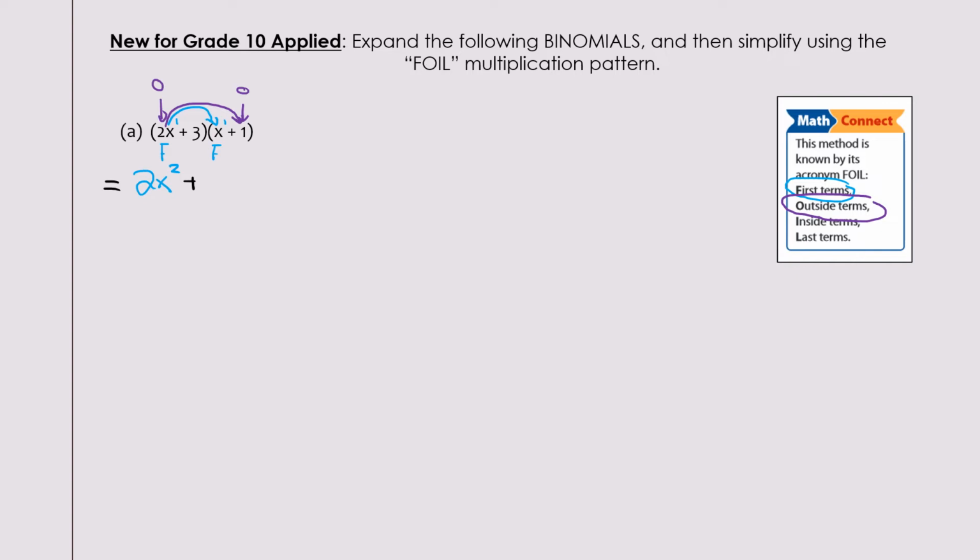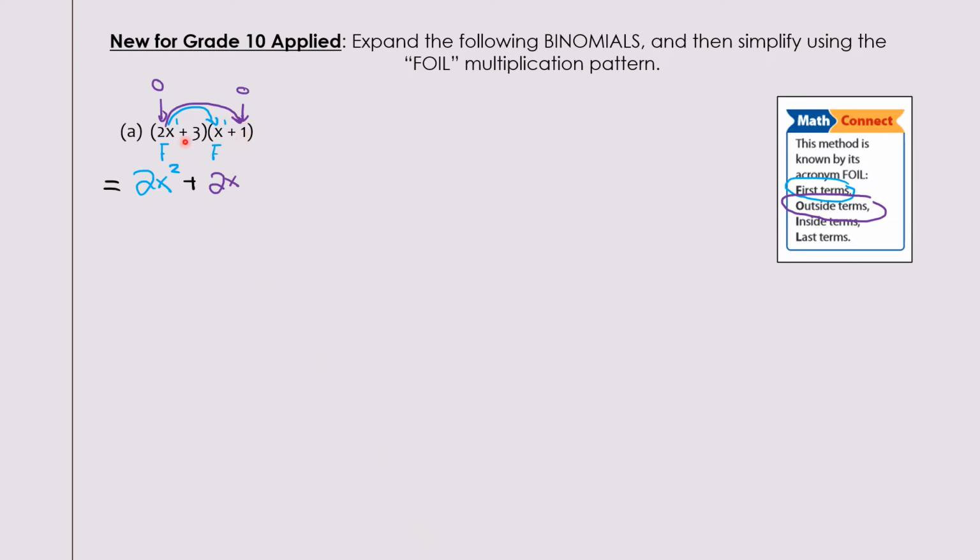2x times 1, that's pretty easy. That's just 2x. So notice what we've done so far: we have taken just this 2x, ignoring the 3, and multiplied it by the x, and then multiplied it by the 1. It's the same thing we did in the previous examples, except I have this that I haven't dealt with yet. All I'm doing is taking the 2x and multiplying it into both parts of this binomial. So I've taken care of that.